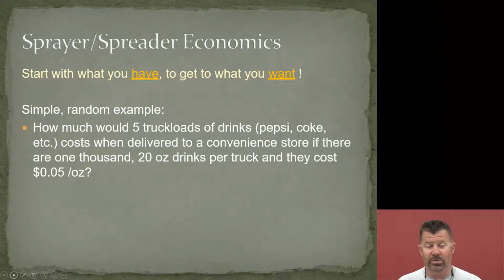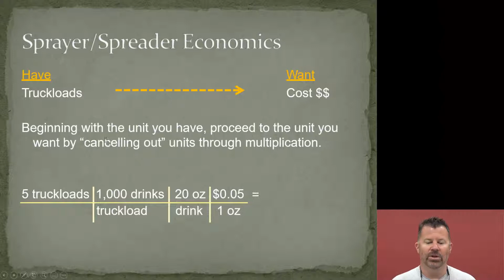How much would 5 truckloads of drinks, whether it's Pepsi, Coke, Sprite, whatever, cost when delivered to a convenience store if there's 1,000 20-ounce drinks per truck and they cost a nickel per ounce? We begin with the units you have, proceed to the unit you want by canceling out through the multiplication. So we have 5 truckloads. There's 1,000 drinks per truckload. There's 20-ounce drinks within that 1,000, and then they cost a nickel an ounce. So guys, we're going to cross out. The truckloads cancel out, the drinks cancel out, and the ounces cancel out. And when you multiply 5 times 1,000, it gives you 5,000 times 20 times 0.05 is your answer here, because you're dividing by 1.